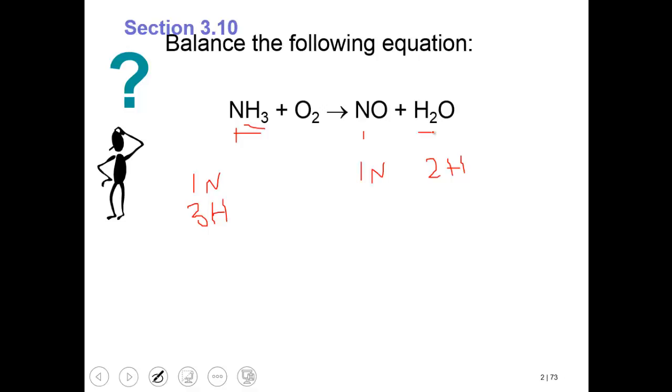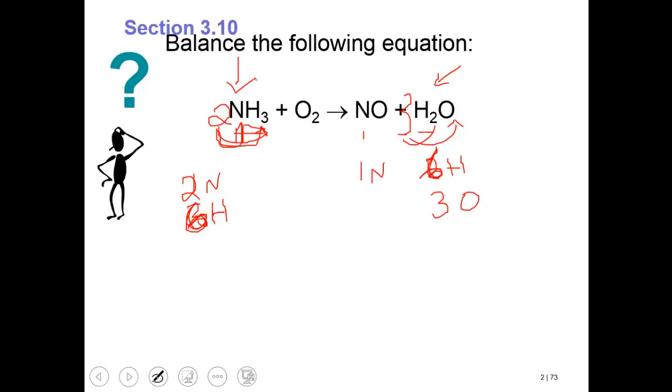So I'm going to put a 2 in front of the ammonia to now have 6 hydrogens over here. So we're going to do this in pencil. Because 2 times 3 is 6, and now I have 2 N's, 2 times 1 is 2. I want to get 6 hydrogens over here now, so I'm going to put a 3 in front. 3 times 2 is now 6 hydrogens, and 3 times the 1 oxygen will get me 1 oxygen. So I'm good. But I messed up the nitrogens over here.